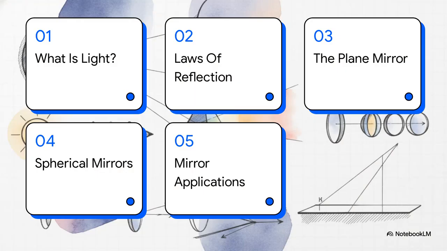So here is our roadmap for today's explainer. First, what is light? Second, the laws of reflection. Third, the plane mirror truth. Fourth, spherical mirrors unlocked. And finally, fifth, real-world mirror applications.